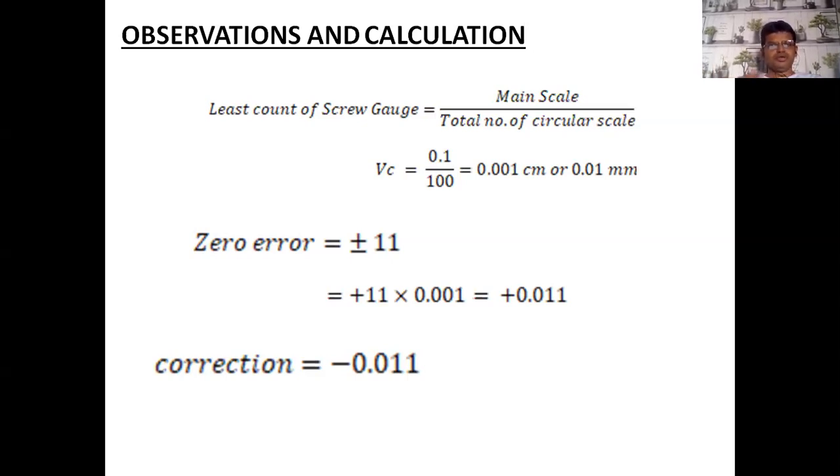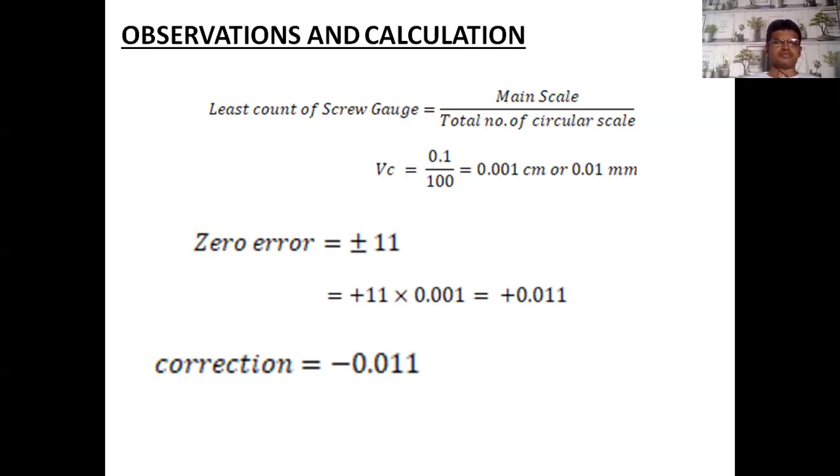Now the error. You see some values of error here. Friends, the micrometer screw gauge has three types of errors, and out of the three, one should be present: zero, positive or negative. Whenever we solve after the instrument, we find which type of error it has. Here I wrote plus or minus 11, but it is plus. So plus 11, then multiplied with the least count, we got the answer plus 0.011.